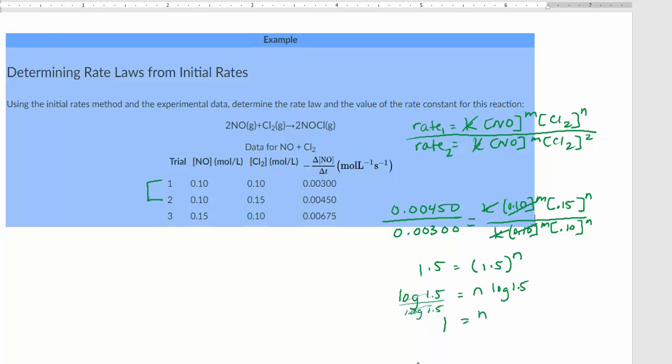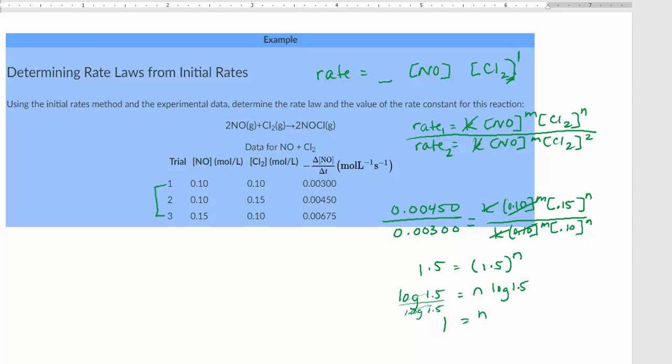So I will fill it in. What we're looking for is rate equals, and we'll calculate K, concentration of NO raised to a power, concentration of Cl2 raised to a power. Now this Cl2 we've determined is raised to the first power. So now in order to find the exponent on NO, I will look at trials 1 and 3, where the Cl2 is held constant, but NO changes.